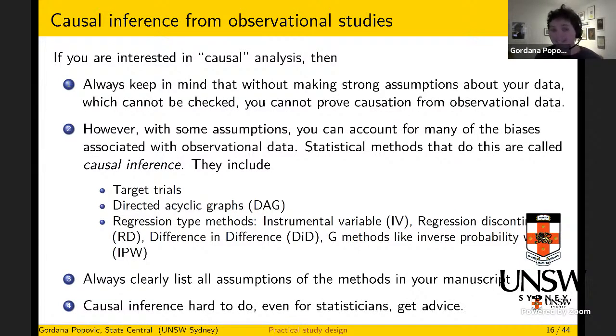Make sure you always clearly list the assumptions that you're making in your manuscript, because you will have to make some assumptions. And the other thing is causal inference is quite hard to do. I'll give you a link at the end. Even for statisticians, you should get some advice. So it's not an easy thing to answer causal type questions from observational data.